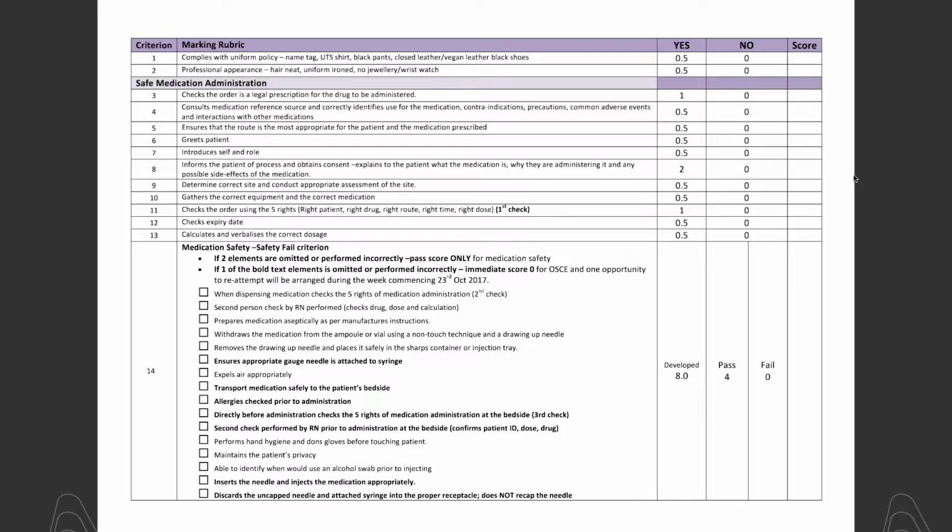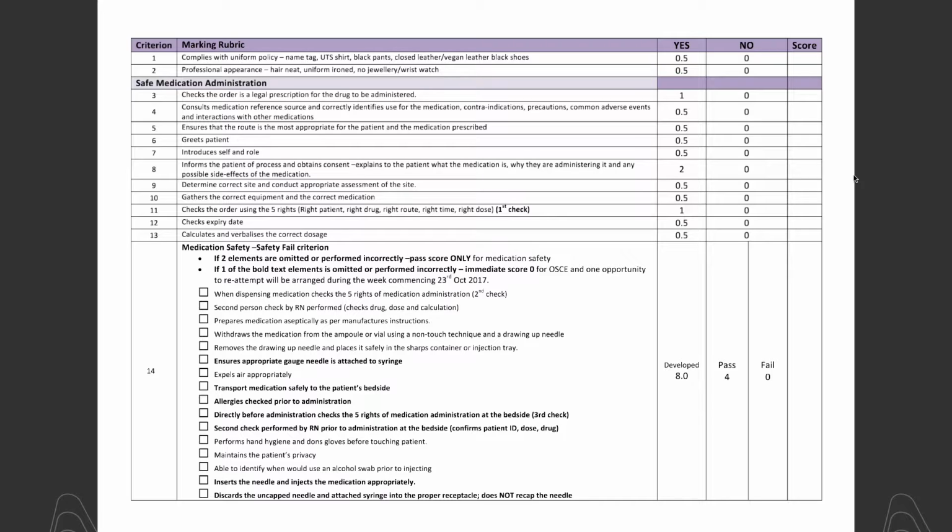There's yes or no columns to start with. So either you do something or you didn't do it. So for example, the first 2 criterion is complies with uniform policy and has a professional appearance. So therefore you did do that or you didn't do that. Did you turn up in the professional appearance or did you not? So that's why it's quite straightforward in the initial part of yes or no. And it means did you do it or did you not?